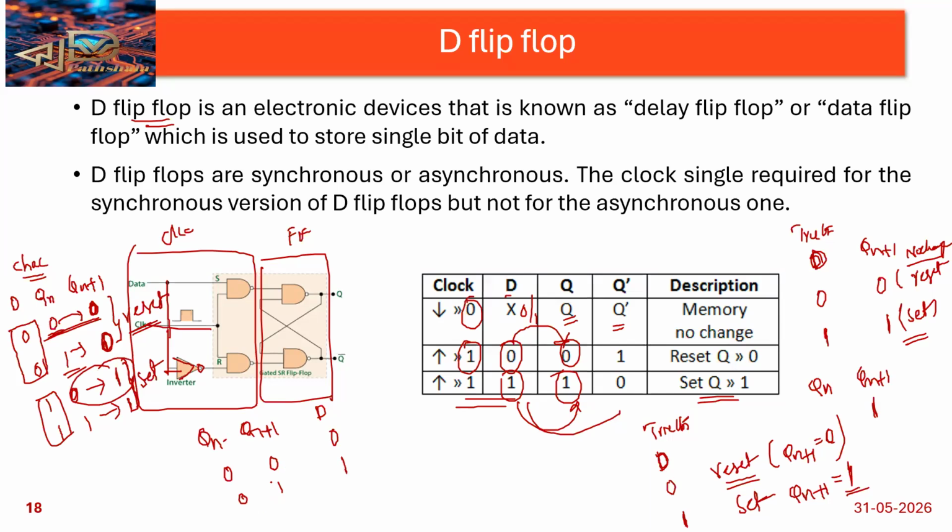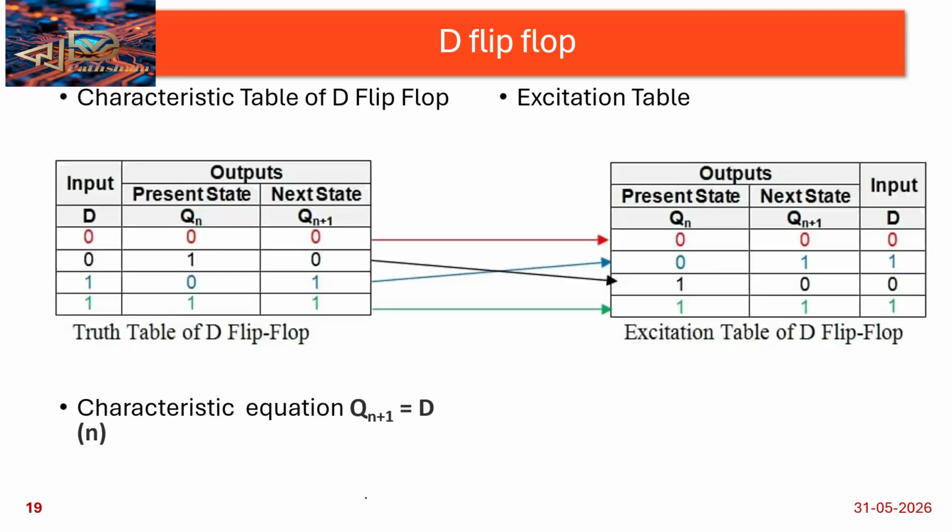And 0 1 case, D value is 1 only. And D is here, output I got 1 means D is 1 here. And 1 0 case, so then D value is 0 only. See, this is 1 0 case, D value is 0 only. And 1 1 case, D value is 1. Am I clear? D flip flop, how it is working? Yes, sir. See, that is the output 0 0, and then D value is 0.